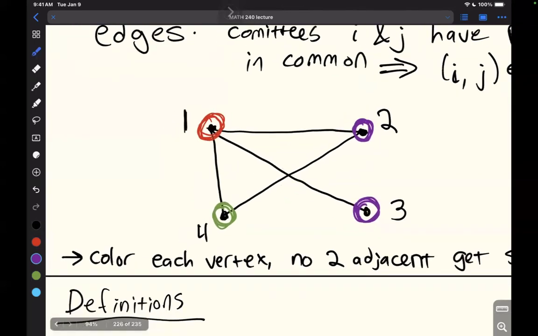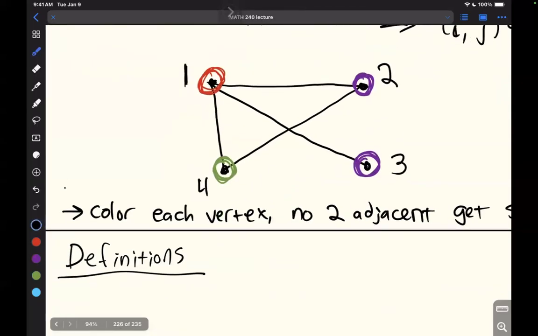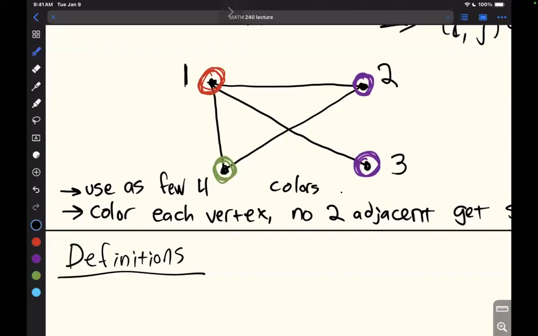And so I'll add this to this. Use as few colors as possible. I'll move the label up there. So we want to use as few as we can.